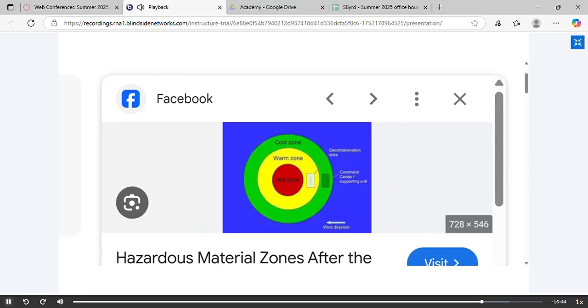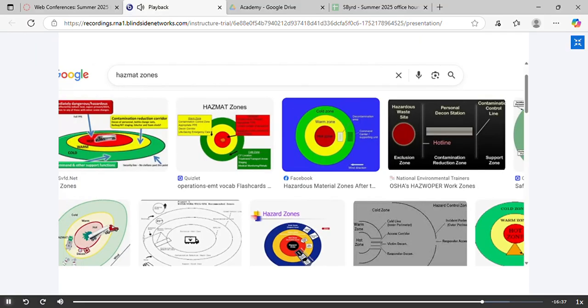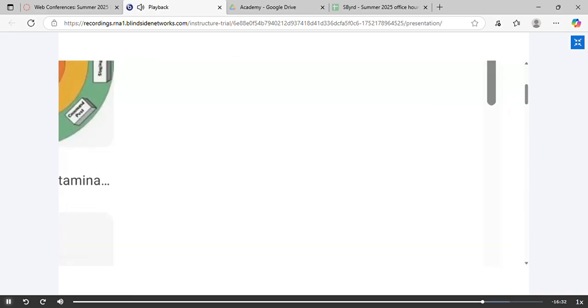Let me see if I can get another. Let's see here. This is a good picture. This is actually a really good picture.